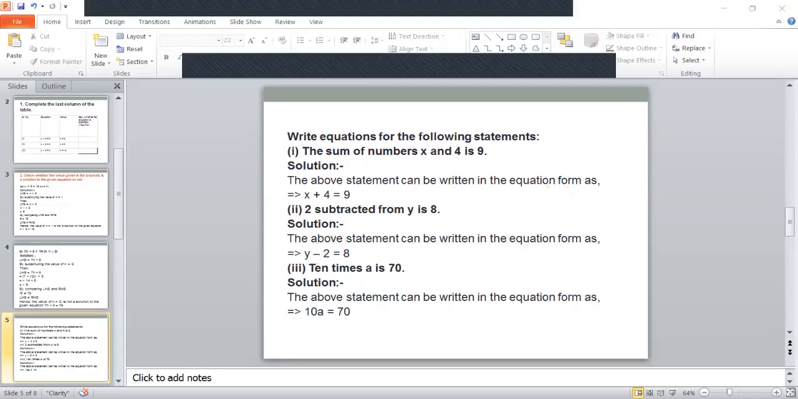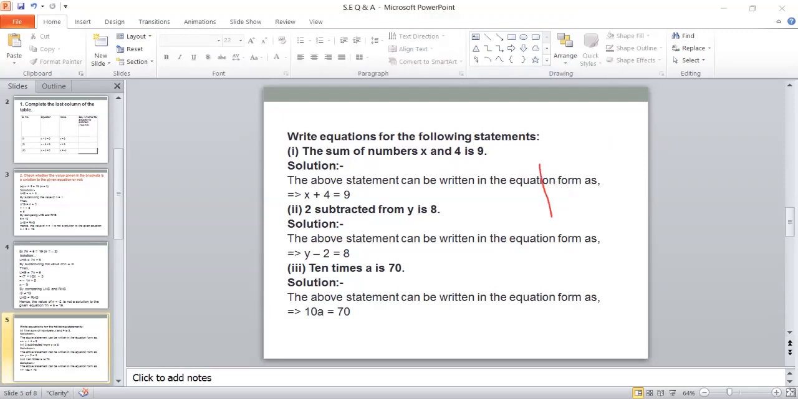Good. Then come to the next statement: 10 times a is 70. 10 times of a means 10 into a, right? Yes or no? 10 times of a means 10 into a, and 10 times of a is 70. That means 10 into a is 10a. So 10a is equal to 70. Then come to the next.